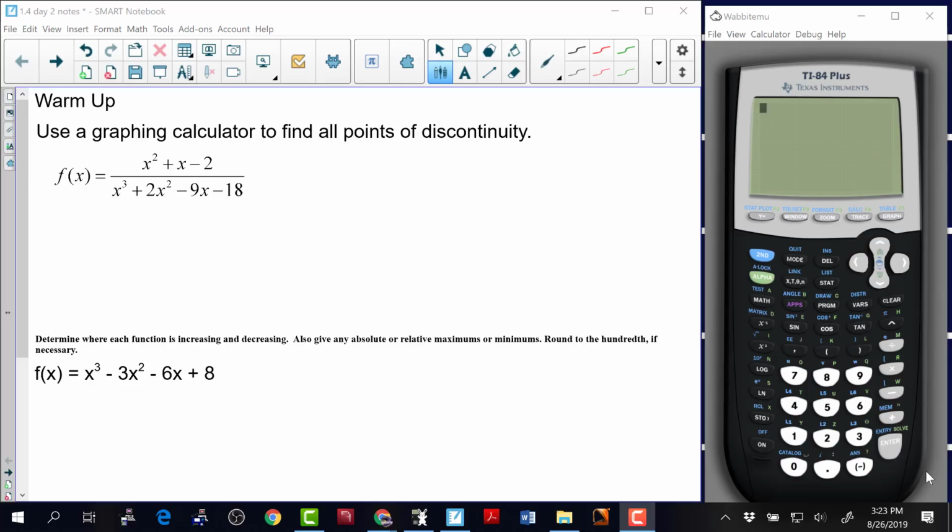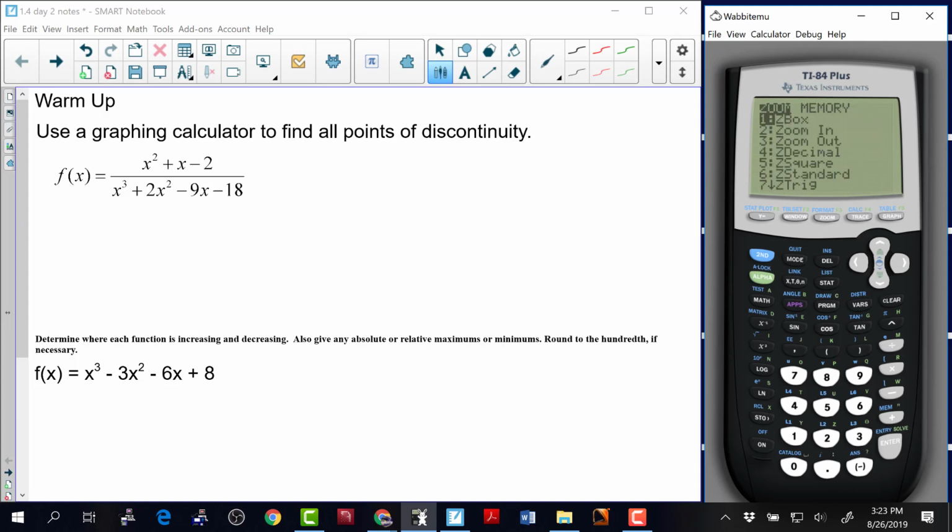Warm up. Use a graphing calculator to find all points of discontinuity. And the points that we're interested in is where the denominator is 0. So let's plug in the denominator into the calculator. We have x to the third plus 2x squared minus 9x minus 18.